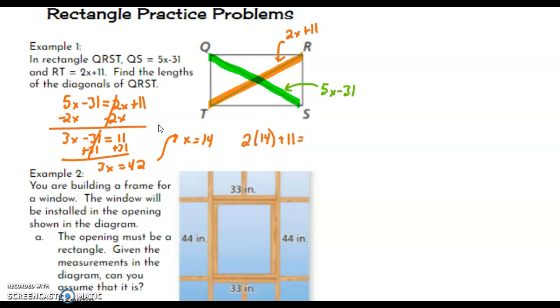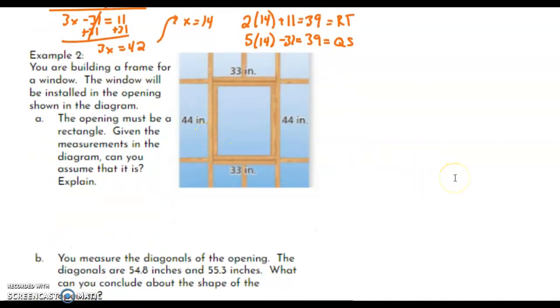So choose either 2x plus 11 or 5x minus 31. So when I plug it into 2x plus 11, I get 39. That's the length of RT. Now if I want to go ahead and try to plug it in to 5x minus 31, I also get 39, and that's the length of QS. And it's a good self-check because we know that if they are congruent, then we have more confidence that we did our problem correctly.